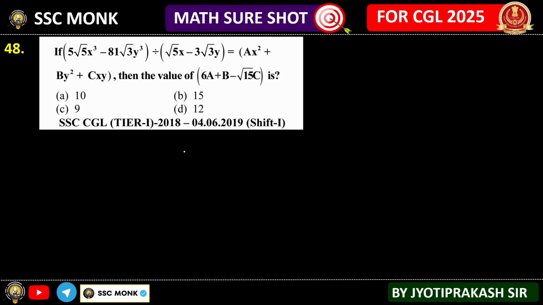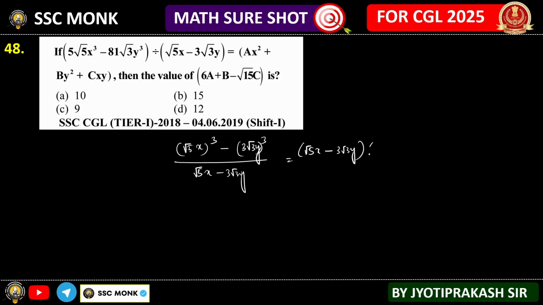Now understand, 5 root 5 x cube can be written as (root 5x) whole cube minus (3 root 3 y) cube, divided by root 5x minus 3 root 3y. a cube minus b cube can be written as (a minus b) into (a square plus ab plus b square). So (a minus b) into (a square plus ab), that is equal to 3 root 15 y plus b square, 27y square, divided by root 5x minus 3 root 3y.